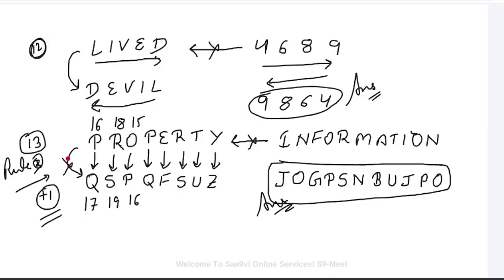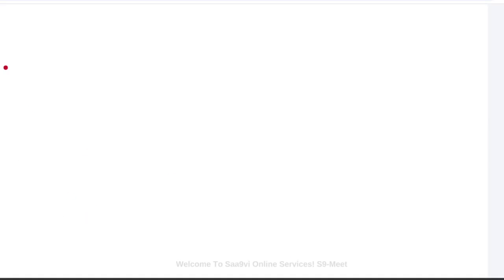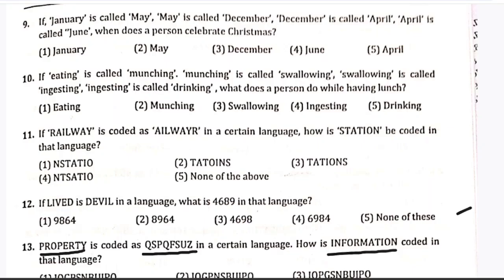Is this clear? Let's do one more question on the numbers. Let's look at question number 14. The question number 14 says dream is coded as WIVZ and ring is coded as IRFT. What is the code for pencil?